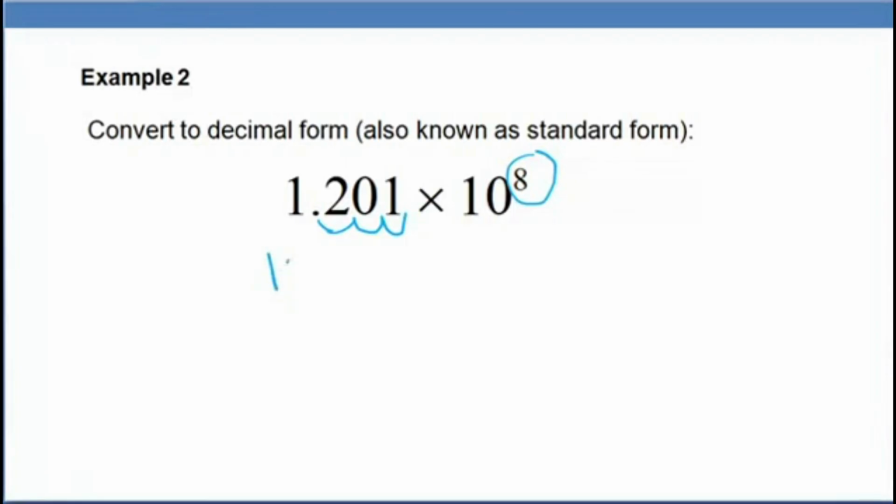So 1, 2, 0, 1, and then we'll add 5 zeros. 1, 2, 3, 4, 5. So our decimal was between the 1 and 2. 1, 2, 3, 4, 5, 6, 7, 8. Now our decimal is at the end. We don't have to write a decimal after the number. We can put commas so that the number is easier to read. And so that number is actually 120,100,000.